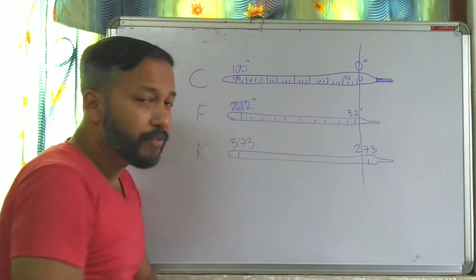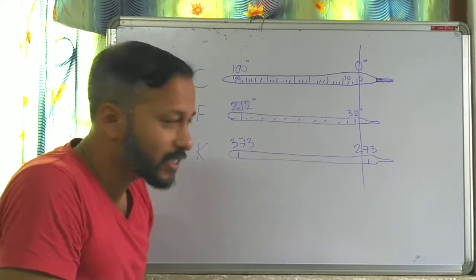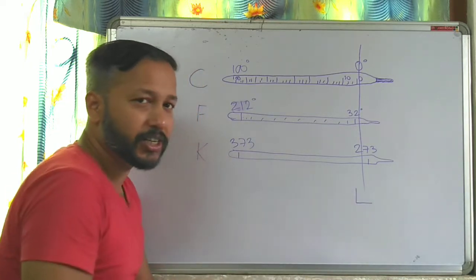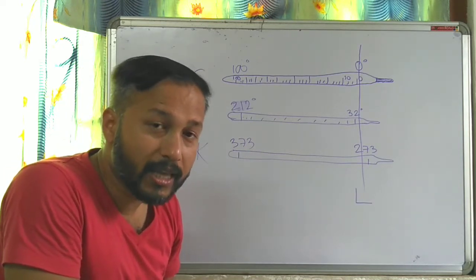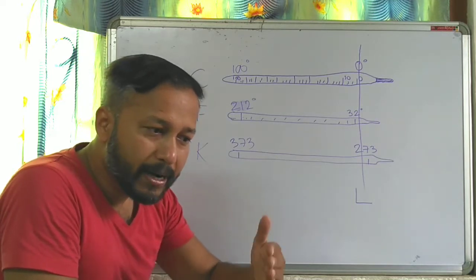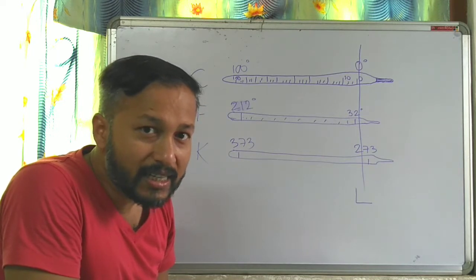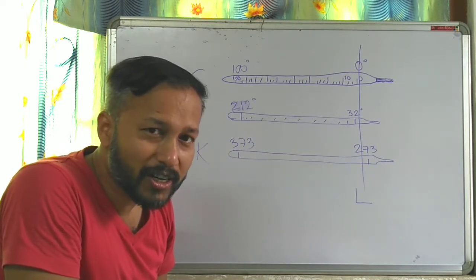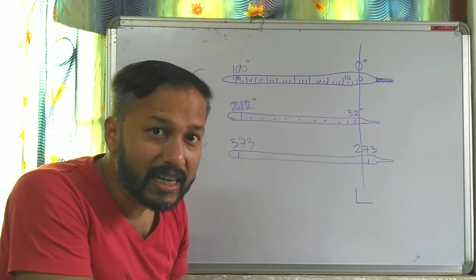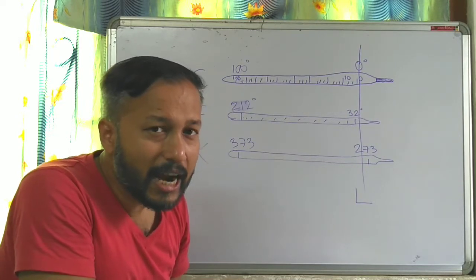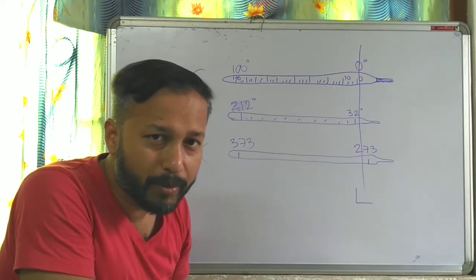This temperature, we call it the lower fixed point of a thermometer. Yes, this is the lower fixed point. Now, if I ask you the definition of lower fixed point, then you will tell me the particular temperature at which ice starts melting. Understood? I repeat, the temperature at which ice starts melting, that particular temperature is called the lower fixed point of a thermometer.